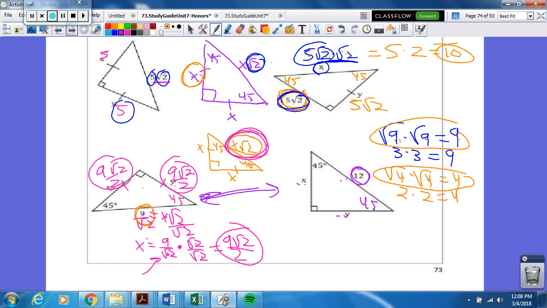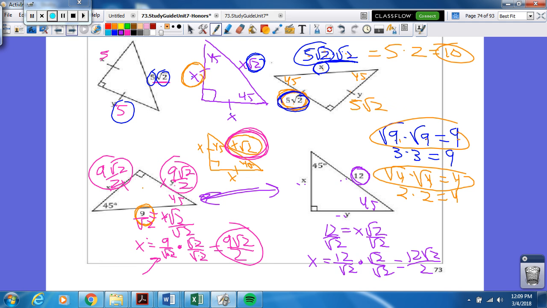Check it out. So this 12 is going to be x radical 2. So that's what I'm solving for. So I'm going to divide by radical 2. And so I have 12 divided by radical 2 is x. Now I can't have a radical on the denominator, so I'm going to multiply by radical 2 over radical 2. And I get 12 radical 2 over 2.